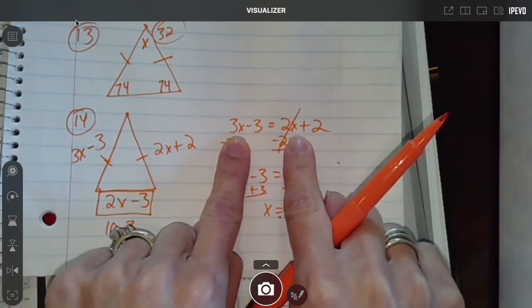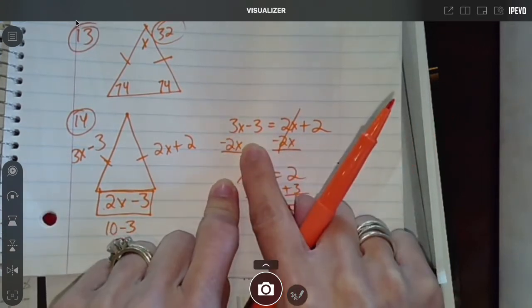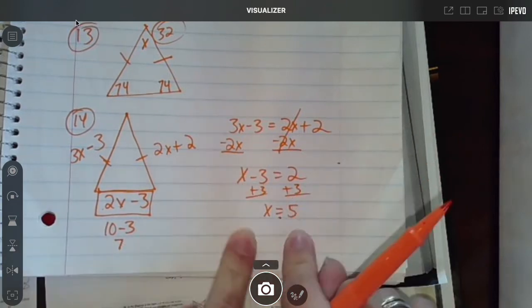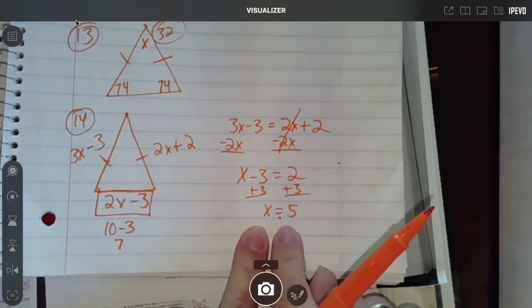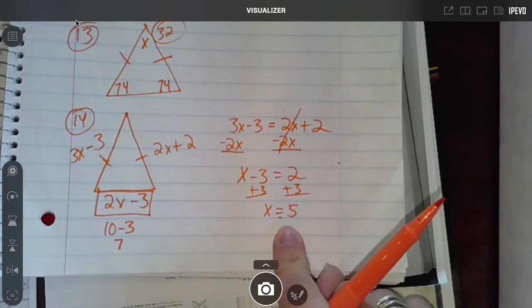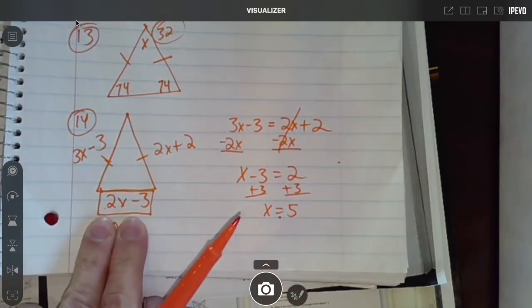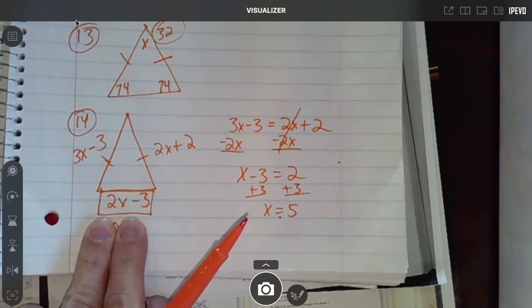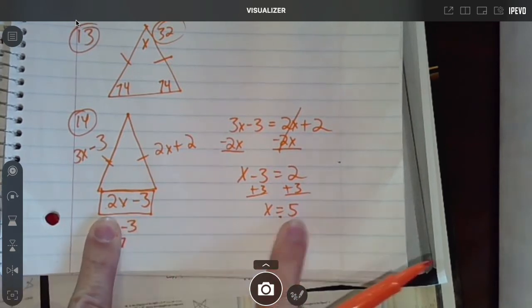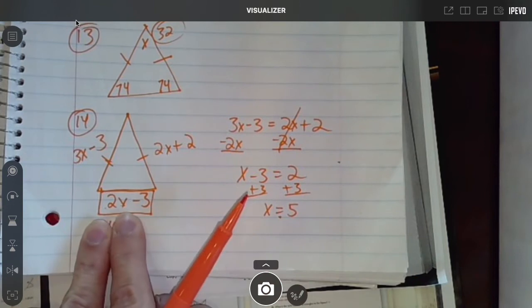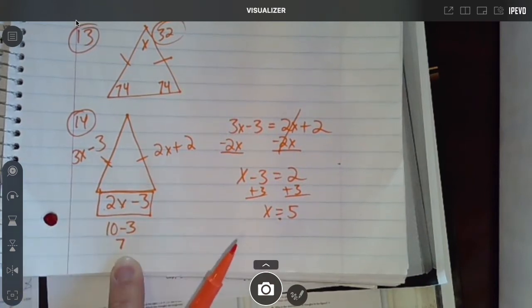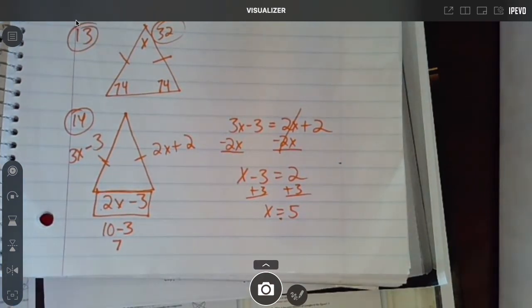Now I'm going to solve for x. So I moved my 2x, I moved my 3, and x is 5. Now I went back and read my question, and it said, what's the length of the base? Well, here's my base, 2x minus 3. To find the actual length of it, I'm going to plug the 5 in, and you get 10 minus 3, which is 7. So that's number 14.